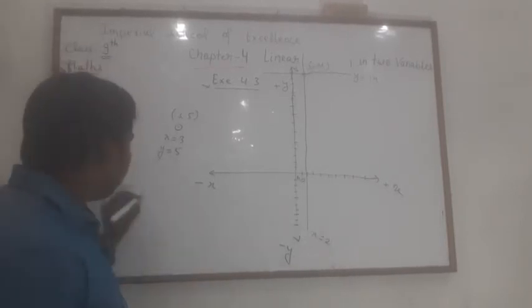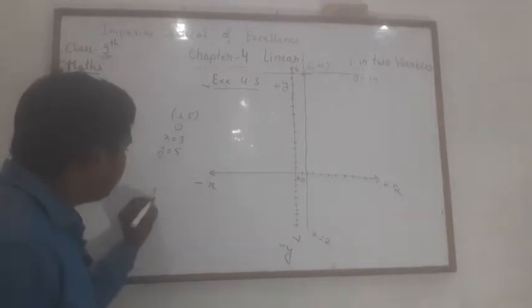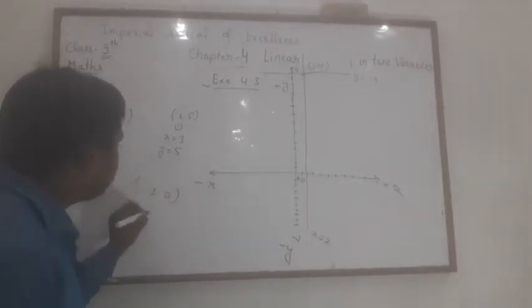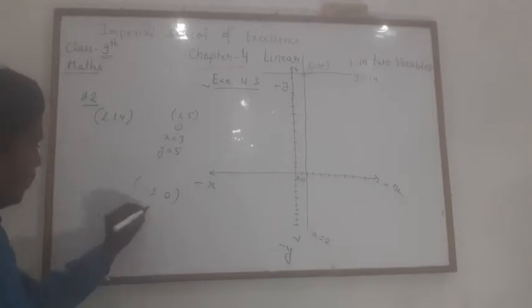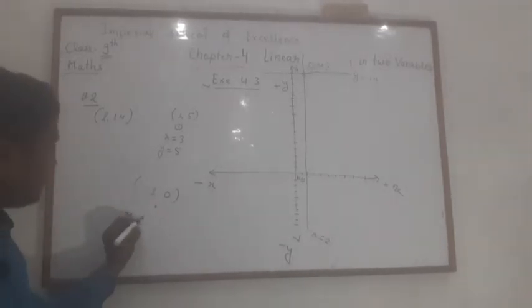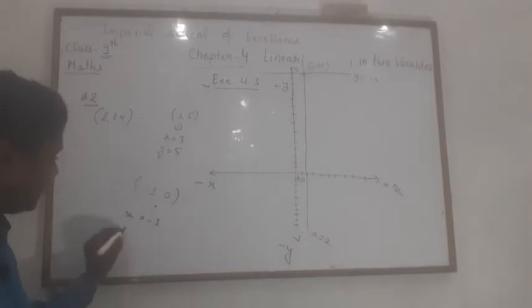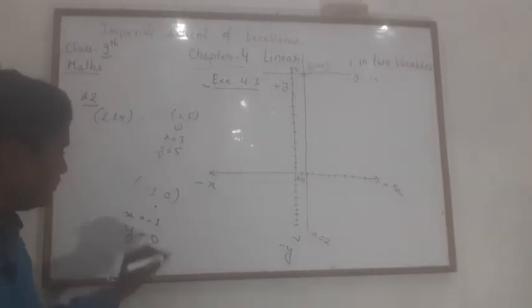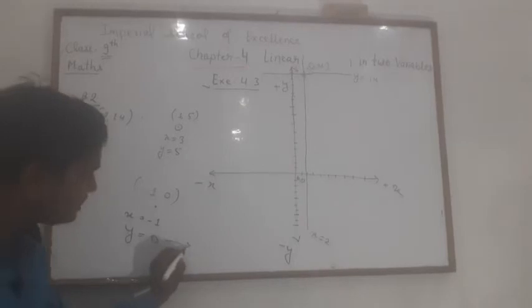Okay, suppose you are having a point -1 and 0. So give the two lines, equation of two lines passing from here. So one line is x is equal to -1 and another line is y is equal to 0. And see, this y is equal to 0 is nothing but the x axis.